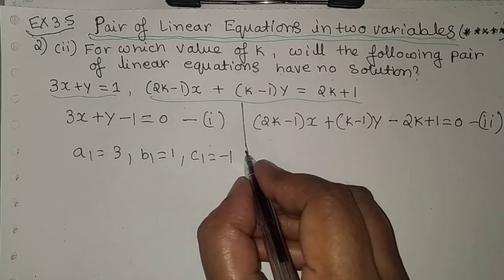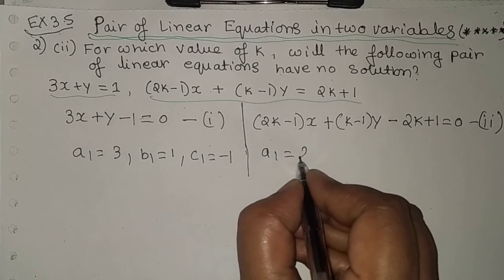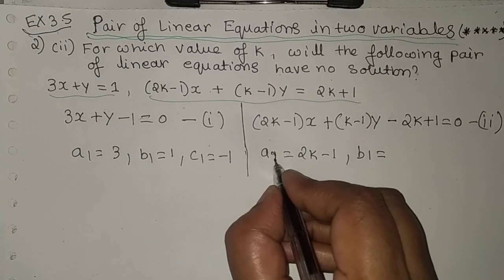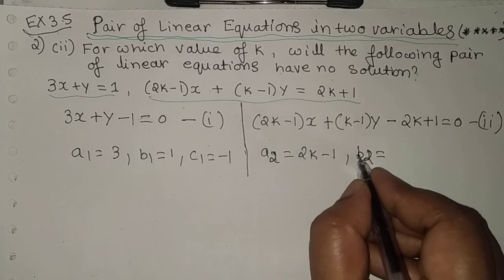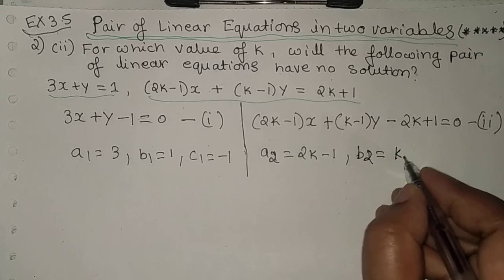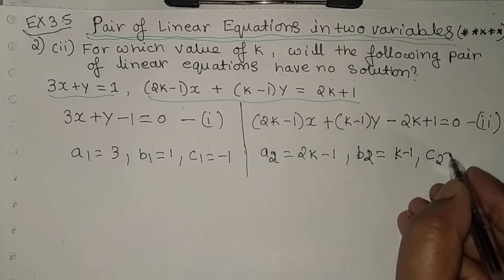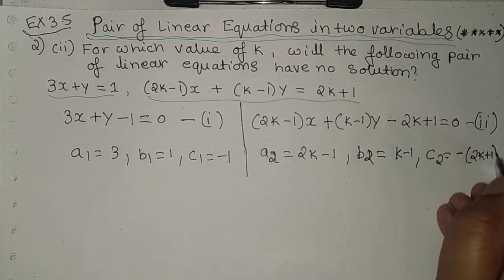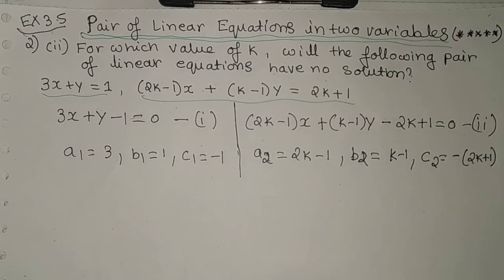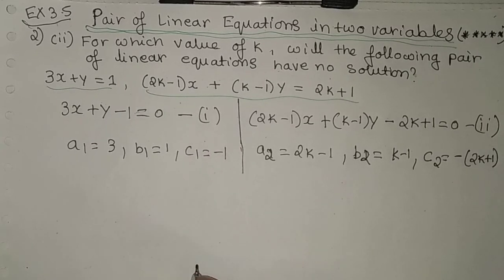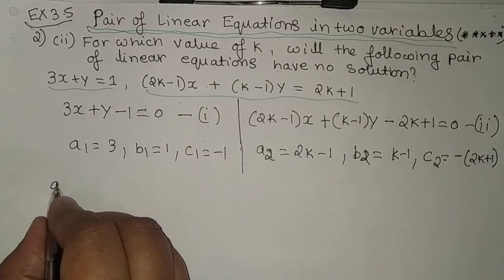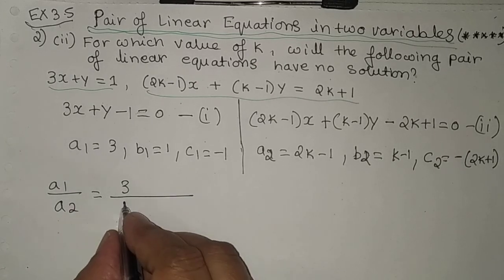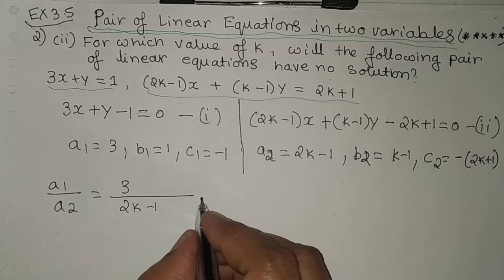Next, from the second equation, A2 is equal to 2k minus 1, this is A2, then this is B2. B2 is equal to k minus 1, then C2 is equal to minus 2k plus 1. So we got all the values here. Now next we have to write A1 by A2. A1 is 3, A2 is 2k minus 1.